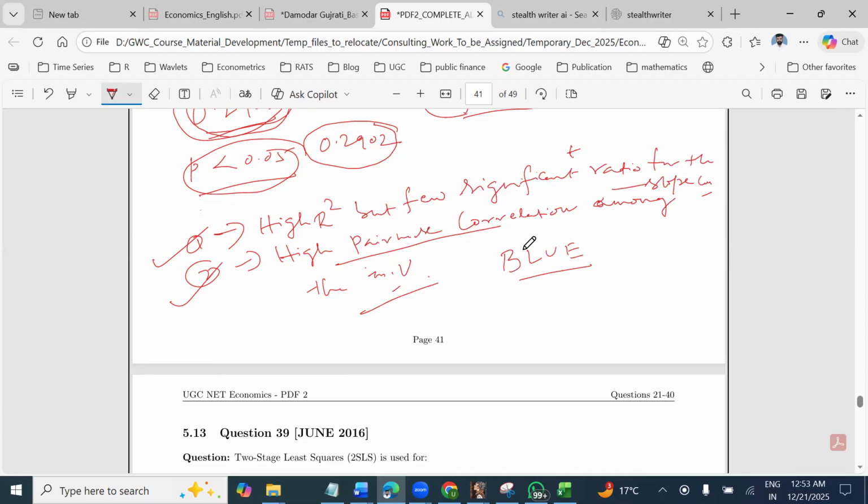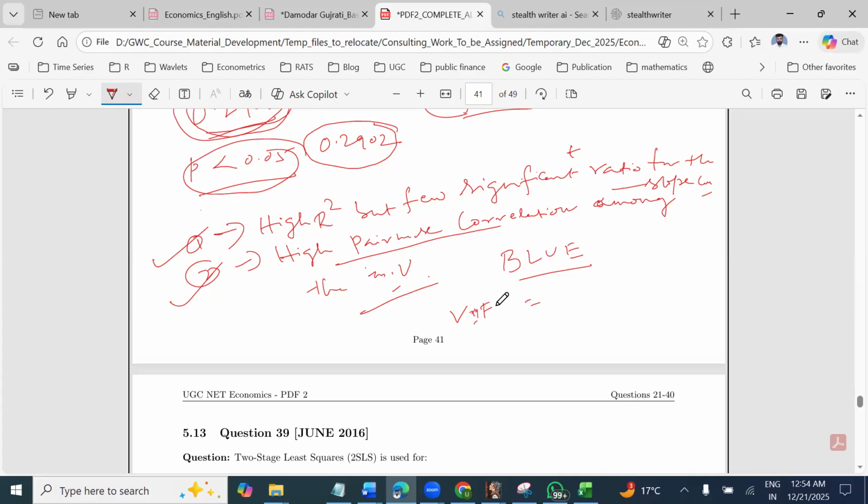OLS estimators are having large variance. So now you can say they are not efficient. Correct? That is the reason. Now coming to VIF, how will you calculate VIF?